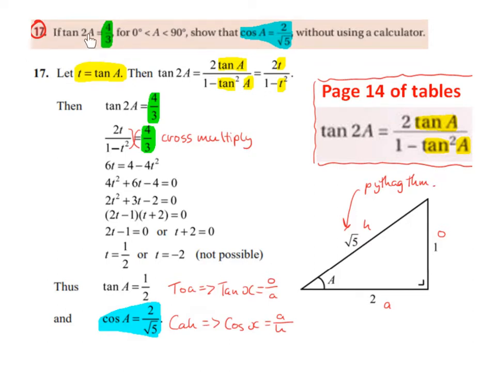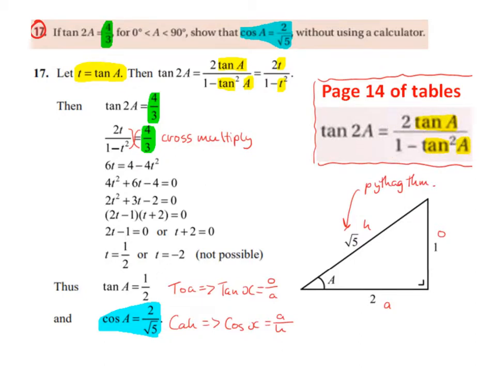If tan of 2a is equal to 4 over 3, for a values greater than 0 degrees but less than 90 degrees, show that cos of a is equal to 2 over root 5 without using a calculator. So we're going to go to page 14 of our formula tables, and have a look at our formulae and see is there anything that contains tan of 2a. And there is. Tan of 2a is equal to 2 tan of a divided by 1 minus tan squared a.